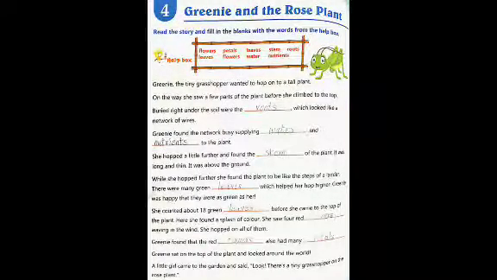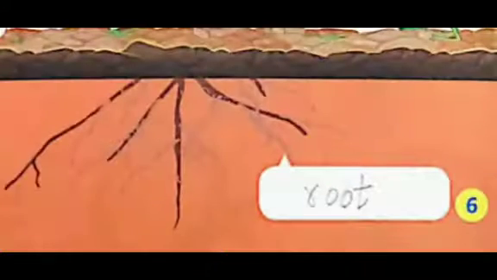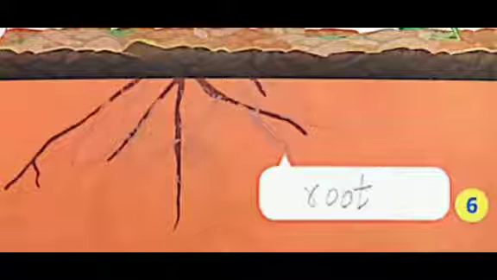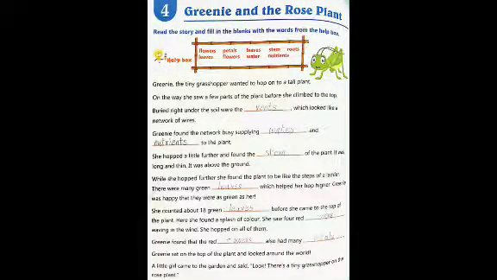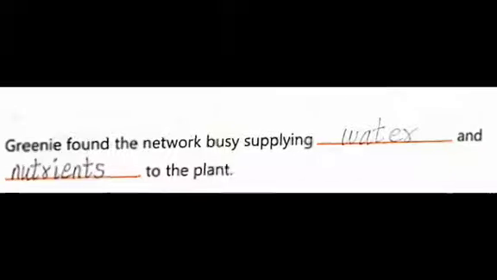Okay, then next. Finally we have to complete the story. Again, I'll tell you. Greenie, the tiny grasshopper, wanted to hop onto a tall plant. On the way, she saw a few parts of a plant before she climbed to the top. Buried right under the soil were the roots, which looked like a network of wires. Then Greenie found the network busy supplying water and nutrients to the plant.